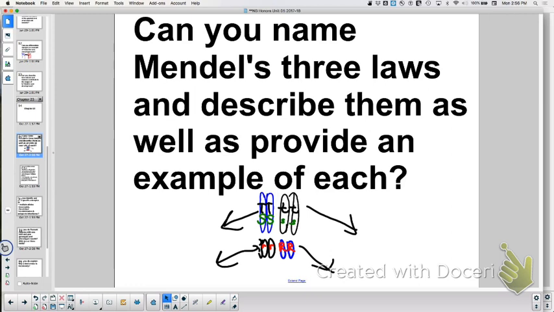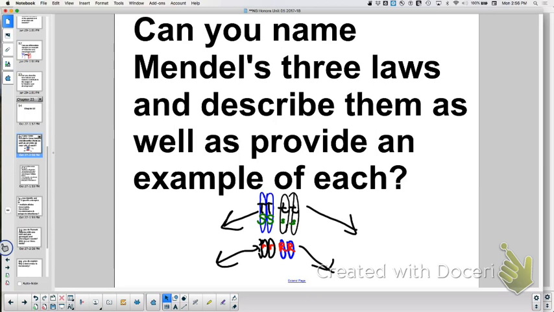Law of segregation says in the gametes you only have one T, either the big or the little. Only one S, either the big or the little. Only one R, the big or the little. Does that make sense? Because you'll have one copy of the R-ness, the S-ness, and the T-ness. Okay, you good on that?